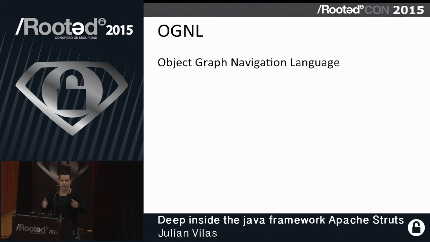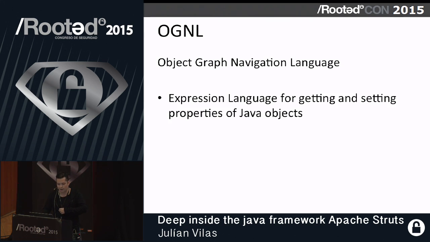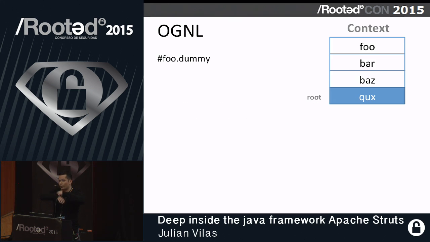Let's first talk about OGNL, the Object Graph Navigation Language, which is one of the pillars of Struts. This is an expression language for getting and setting properties of Java objects. What objects can we get these properties from? Objects that are stored in the context. The context, that's the thing.